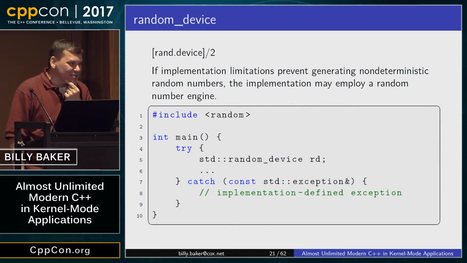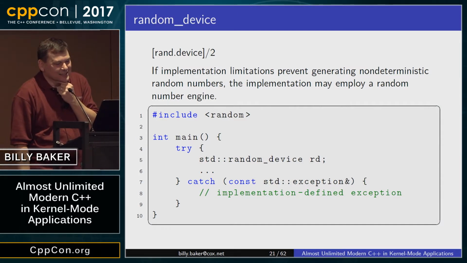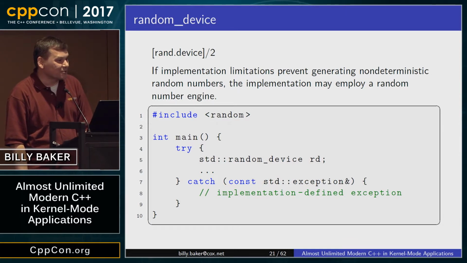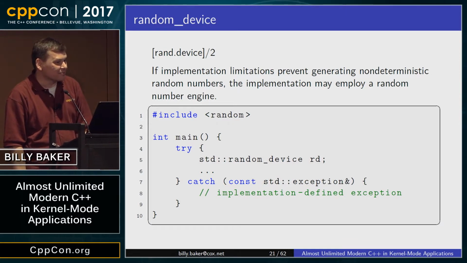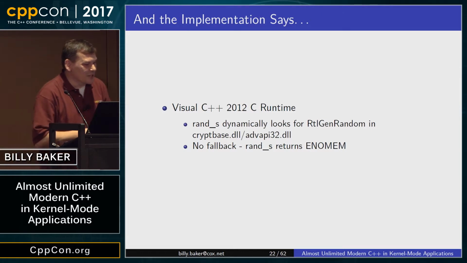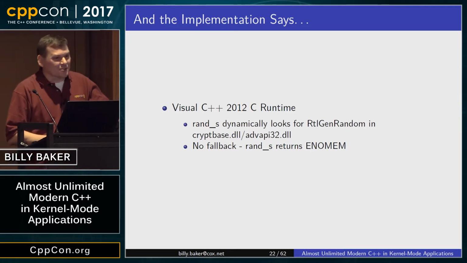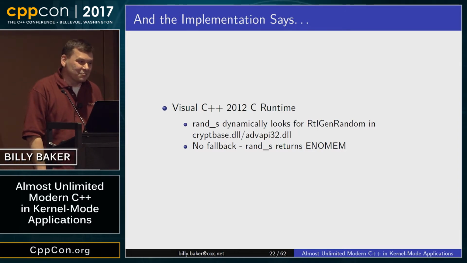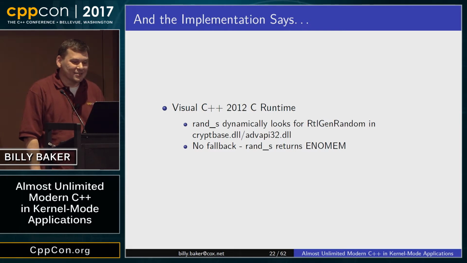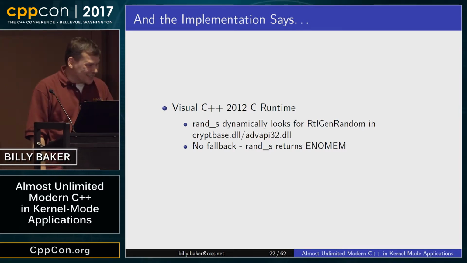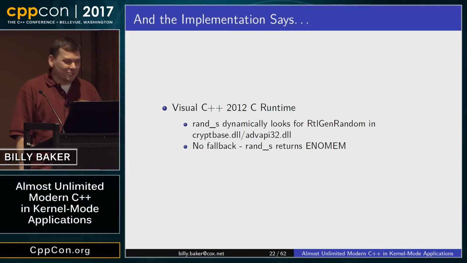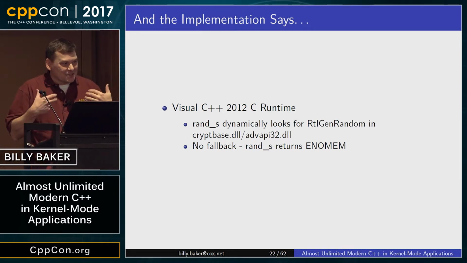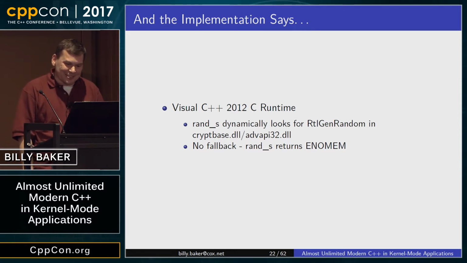Random device. Start with something simple. Very simple application. We just want to potentially access a piece of hardware to give us random numbers. For Visual C++ 2012, the constructor calls an external function, which winds up calling rand_s from the C runtime, which looks for RtlGenRandom via DLL. And of course, that fails. Didn't you say something about no sharing of DLLs? I most certainly did, Marshall. Keep that thought. So for 2012, we return ENOMEM. Exception gets thrown, we can handle it as was shown in the previous example.